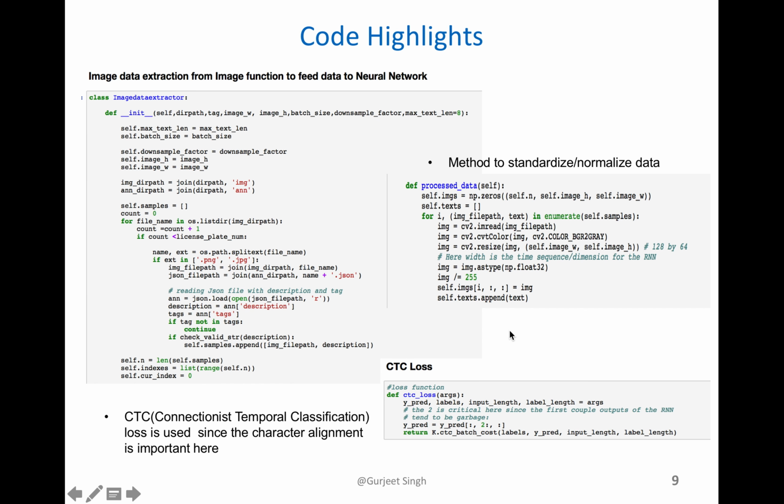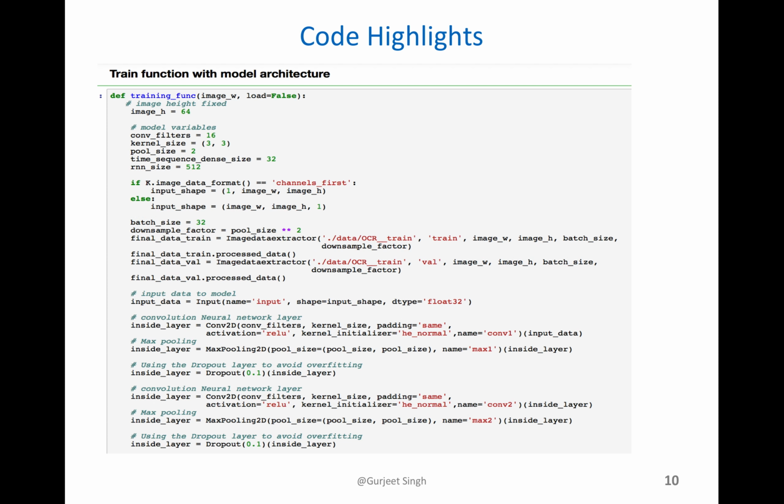And in this project, I'm using CTC loss. CTC loss is for the character alignment purpose, which is very important because when we are training our RNN, we are going in a particular sequence from left to right. That means the width of the image is a sequence from left to right and then right to left. And this is the training of the model.